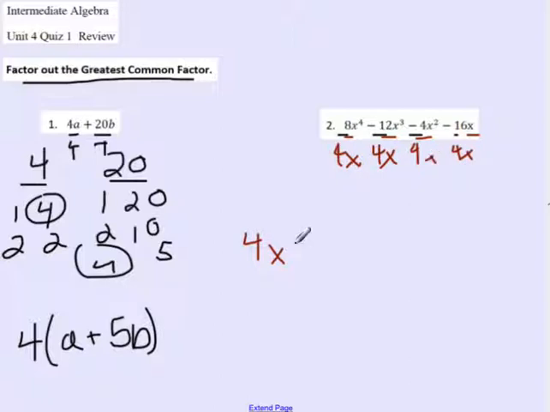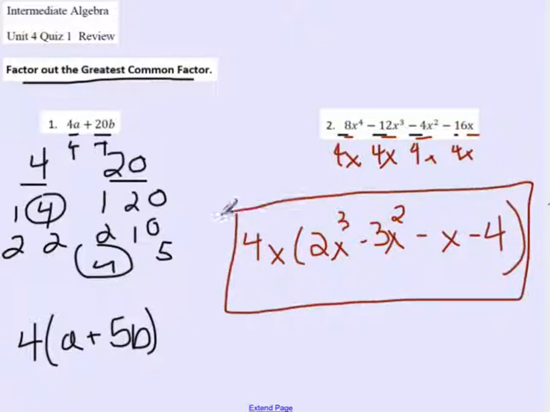So 8 divided by 4 is 2. X to the fourth divided by x to the first is x cubed. Negative 12 divided by 4 is going to be negative 3. X to the third, there's 3 x's there. We're dividing one away. That's going to become x squared. Negative 4 divided by negative 4 is going to cancel to 1, so I'm not going to write that 1. I don't need to when it's a coefficient. X squared divided by x is just x. Negative 16 divided by 4 is negative 4, and x over x will cancel out to 1. So again, I don't need to write it. So this right here is the final answer.